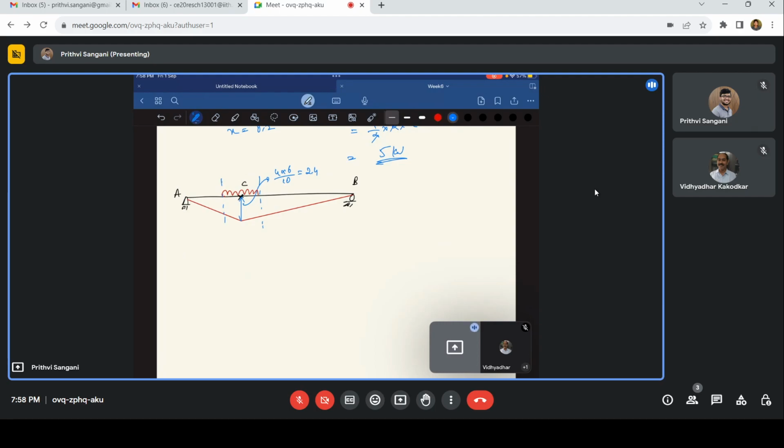So let us say I am placing X part in AC, and this should be 2 minus X because the total length of the UDL is 2 meters. So if this is X, so this is 2.4. How much is this going to be?